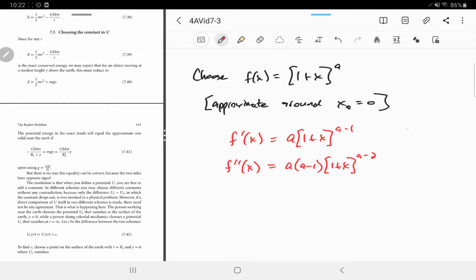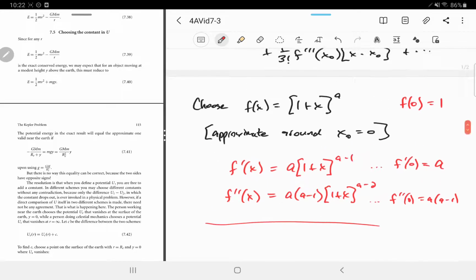Okay, so f of 0, we're going to need that. So imagine just plugging in x equals 0 right here. You have 1 to the a power, that's just 1. F of 0 is 1. Looking at this one, we have f prime of 0. So we're taking f prime of x and plugging in x equals 0. It looks like it's a, and then times 1 to the a minus 1 is just 1. So this is a. F double prime 0 is a times a minus 1. Okay, so these are all the terms that we're really going to care about. And actually, I could have probably stopped here. Most of the time, we just need the first order expansion.